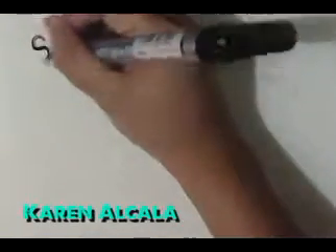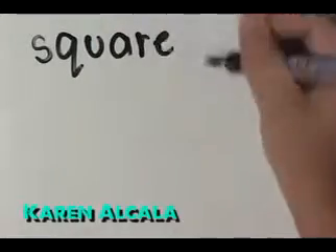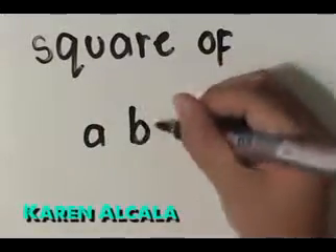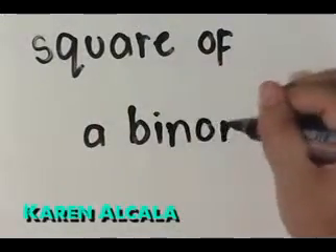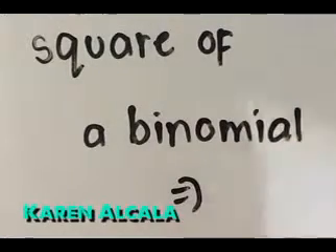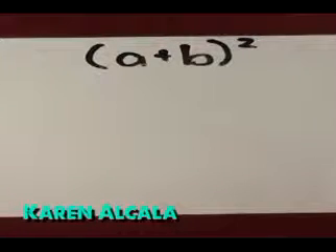The topic that I'm going to discuss is about the square of a binomial. Here is an example of a square of a binomial. By doing the easiest method, these are the steps you need to follow.